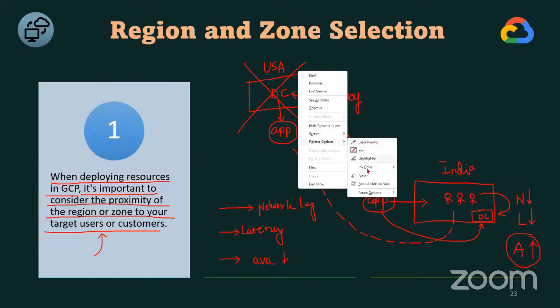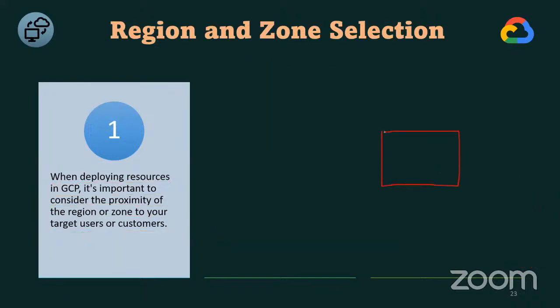Okay, so what you have to do whenever you want to create a resource: if your users are in India, try to select a location that is near to India. In India, we have Mumbai and Delhi data centers. Select those resource locations properly, so that you get the benefit of performance and availability. The network latency will be very low. So that is the very first point, guys.